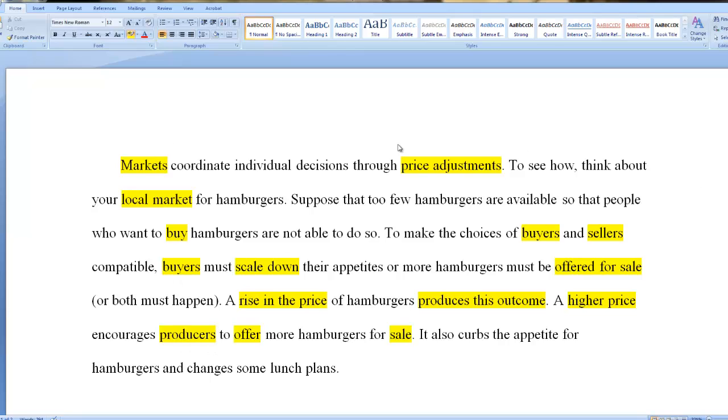Okay, and the next thing I'm going to do is choose another color. I like this aqua color. And I'm going to look for the next really meaning carrying unit. And we're talking here about, well, we have this word coordinate. This is our verb. Let's see what that belongs to. Markets, coordinate, decisions. And so I'm going to highlight decisions, and then I'm going to look for all the meaning carrying units related to decisions.